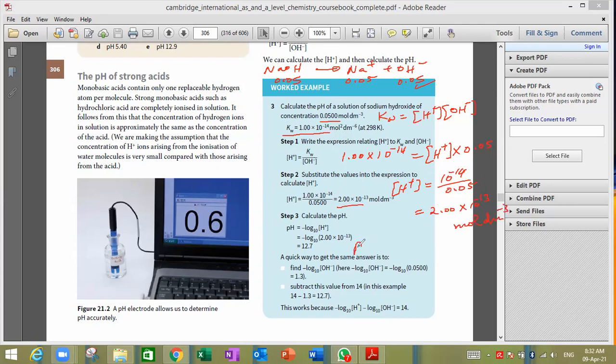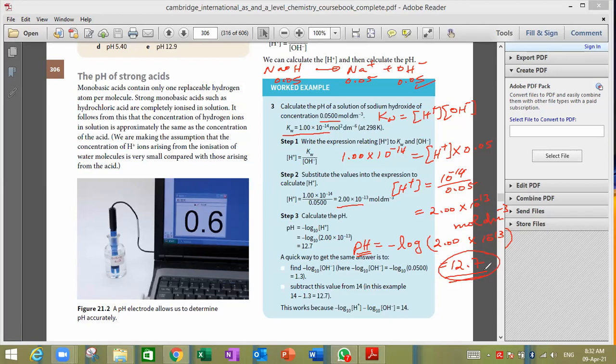So the pH will be equal to minus log this value, which is 2 times 10 to the power minus 13. And if we do this on our calculator, we'll get a value of 12.7. And yes, before we said that the pH scale ranges from 0 to 14. So 12.7 lies in this area, which confirms that our solution is a basic solution or an alkaline solution. Okay.